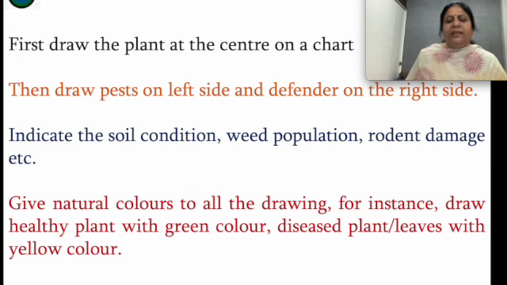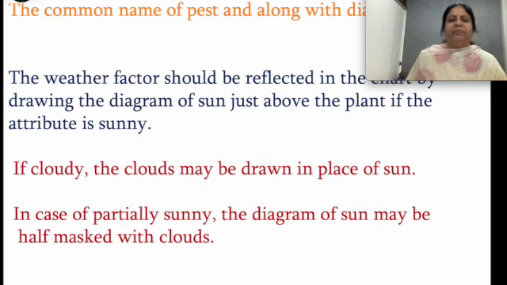While drawing the pests and the defenders on the chart, care should be taken to draw them at the appropriate part of the plant where the damage is caused. You cannot draw root grub at the flower region and panicle mite at the root region. At the appropriate place where the damage is taking place, there it is to be drawn.